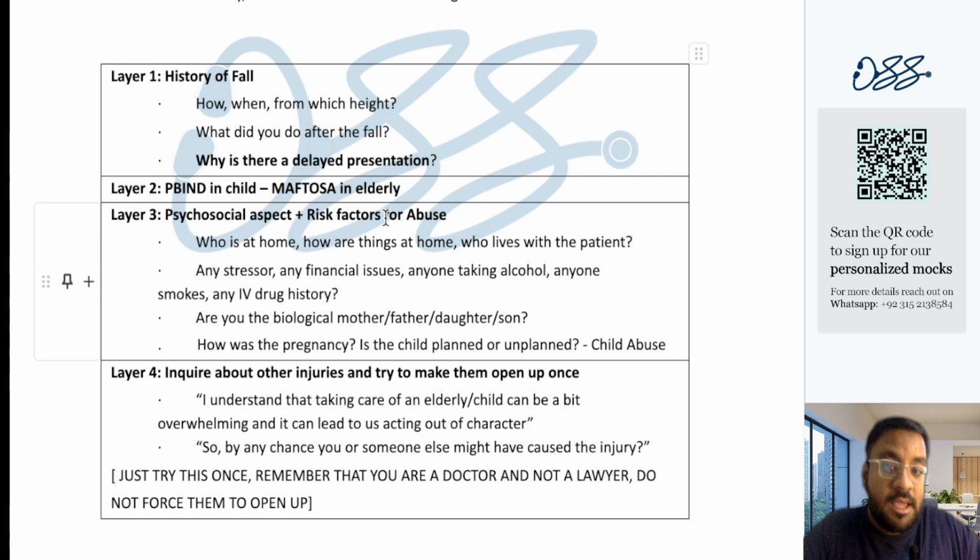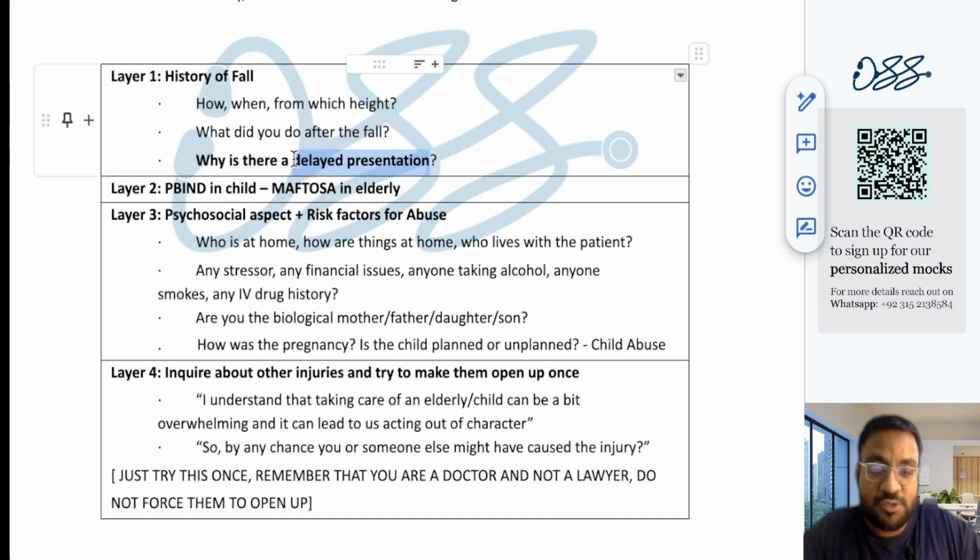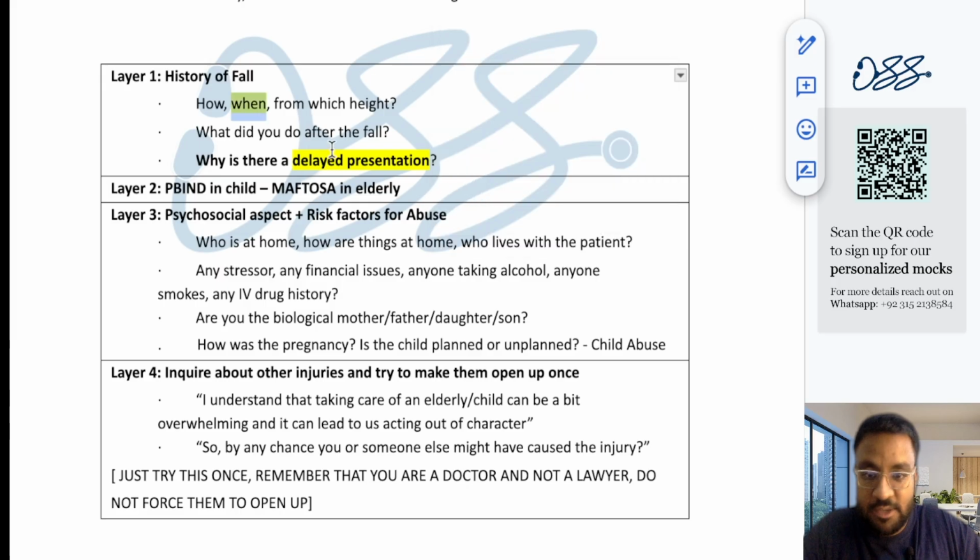Okay, and when you're inquiring about these things, you would find that there is a delayed presentation. When you ask, can you please tell me when did the fall happen, or when did this particular incident happen, who witnessed the incident? You'll find out that there is a delayed presentation. The incident may have happened 2 days ago, or maybe 12 to 14 hours ago. So you're going to ask any particular reason why there was a delayed presentation. That means any particular reason why you did not bring Joshua to the A&E right after he fell down, or why you didn't bring your father to the A&E right when he fell down.